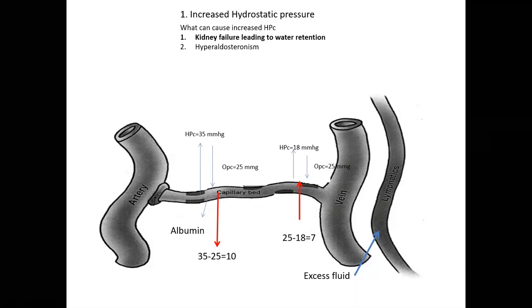Hyperaldosteronism. What is the function of this hormone, aldosterone? It conserves sodium. It prevents sodium from going out. And if the sodium cannot go out, it remains in. What else will not go out? Water. So sodium and water go together. That's why in hyperaldosteronism, by the same mechanism, it is going to lead to more water retention. Other causes are high venous pressure, heart failure, venous obstruction, and failure of venous valves.